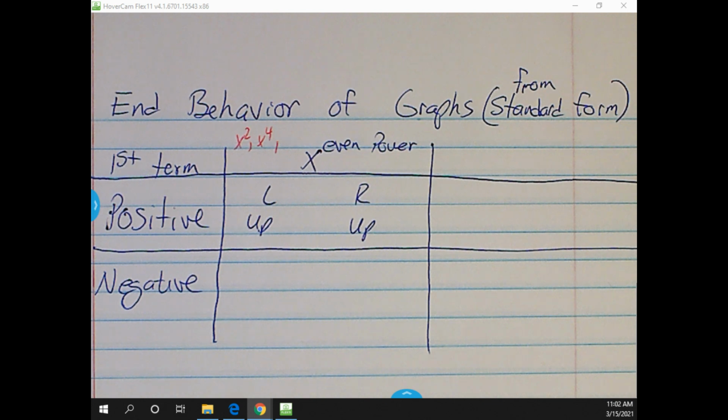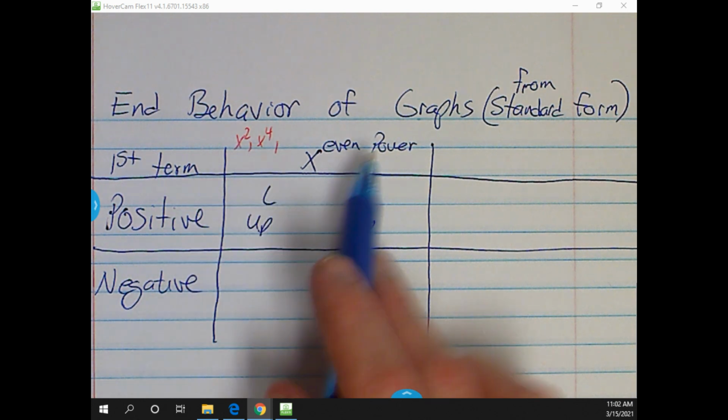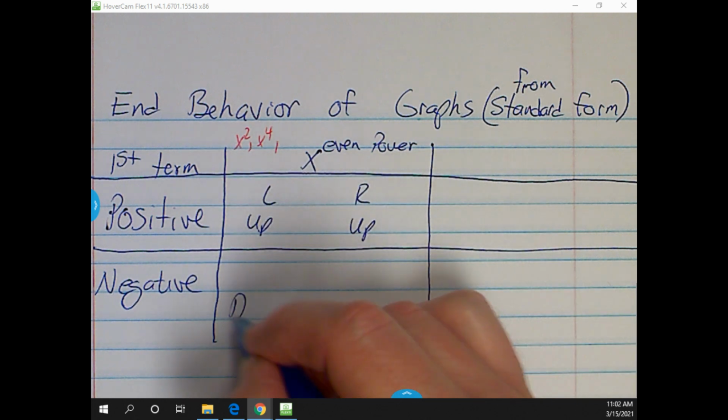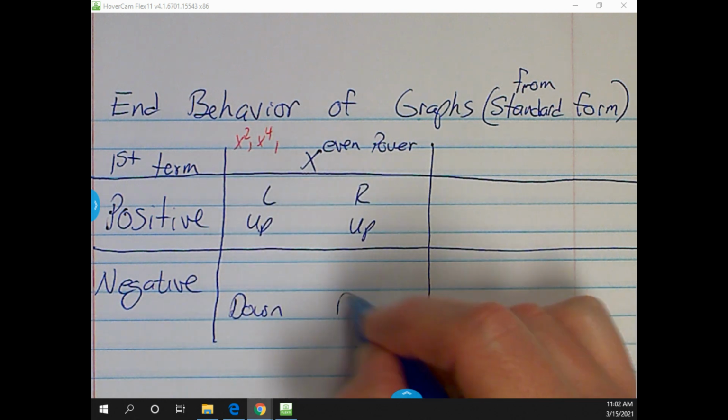All right. If x squared or x to the fourth, any of these, were negative, well, it's just like what we did before with the quadratics. Now they're both down. So the left side is going to go down and the right side is going to go down.